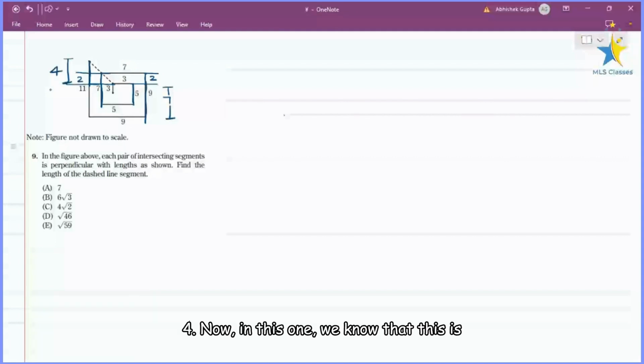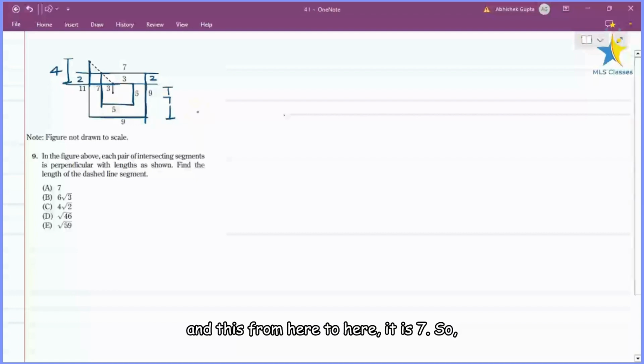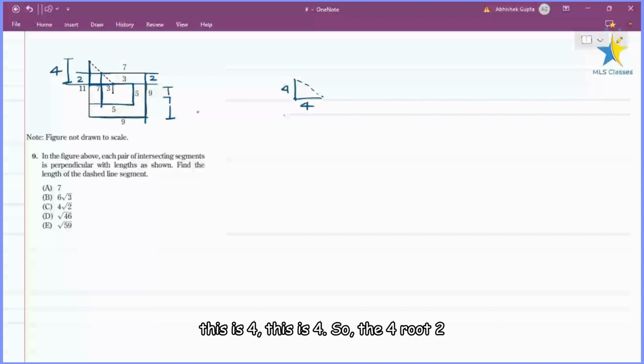Now in this one we know that this is 4, and we need to find this length. For this length, we know that this complete one is 9, whereas this is 5 and from here to here it's 7. So we can say that this is 2 and this is also 2, because the total length from here was 3, so this will be 2. Oh, sorry, 4. So basically we have this in which this is 4, this is 4. So 4 root 2 will be the dashed line.